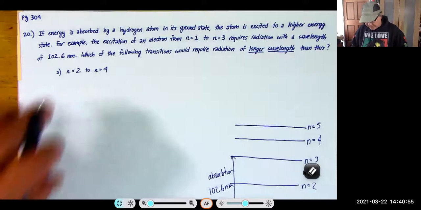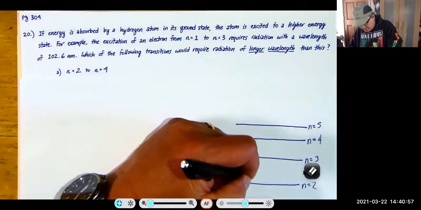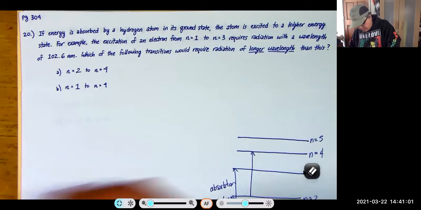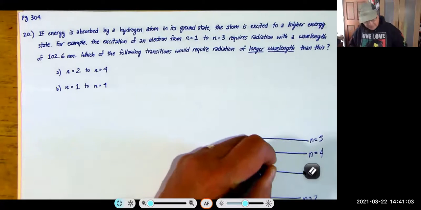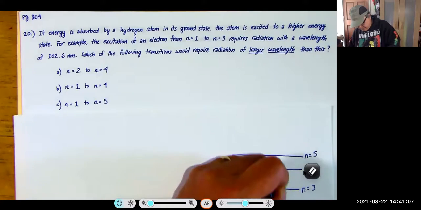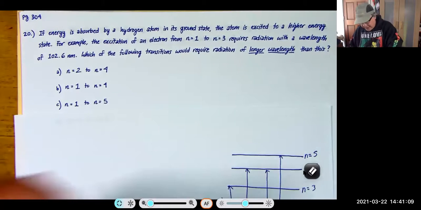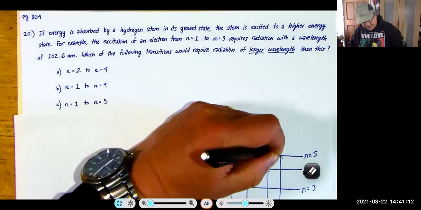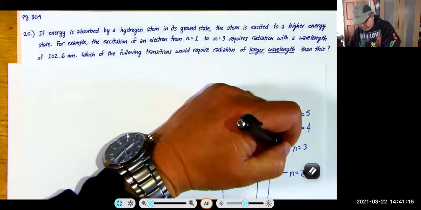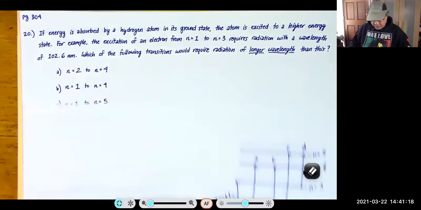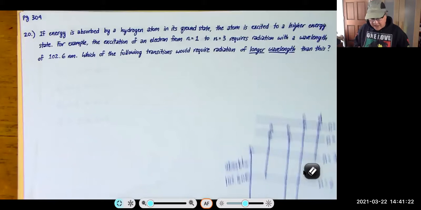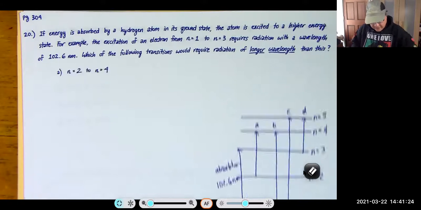So let's take a look at these. 2 to 4. So there's 2 to 4. 1 to 4. 1 to 5. So this is A, B, C. 3 to 5. D. So we're asked which take a longer wavelength.